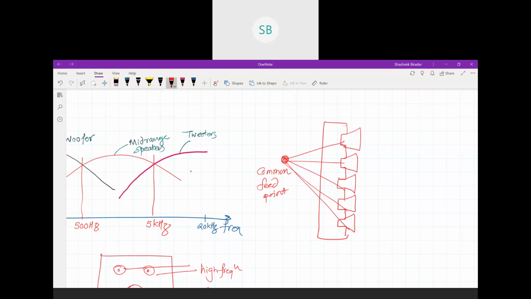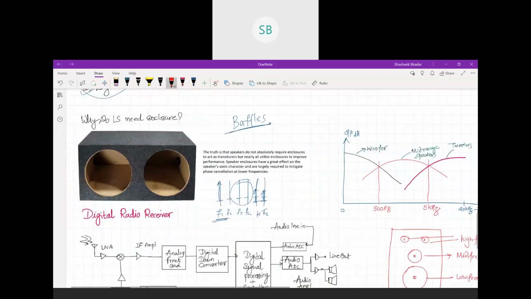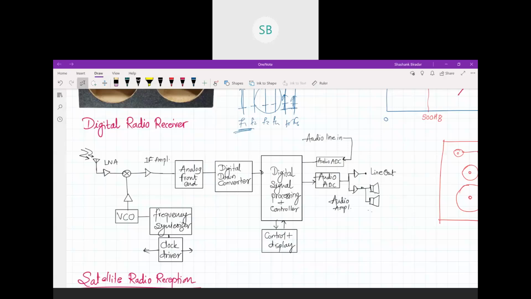Coming to the next topic, that is digital radio receiver. Digital radio can be defined as radio which uses digital technology for the transmission or reception of signals in the radio spectrum.